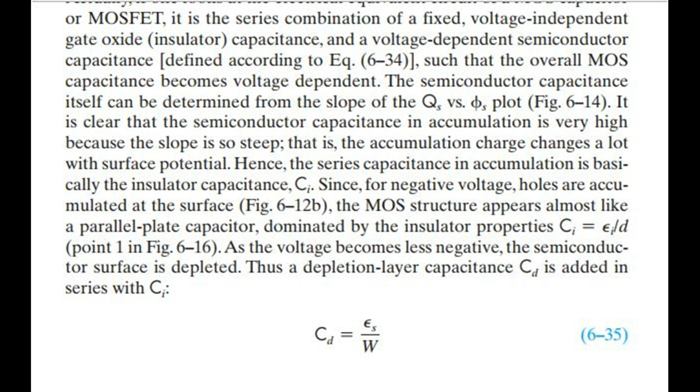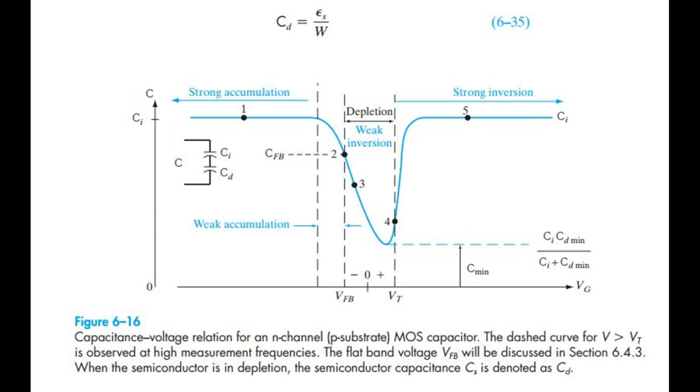As the voltage becomes less negative, the semiconductor surface is depleted. Thus a depletion layer capacitance Cd is added in series with Ci. Figure 616. Capacitance voltage relation for an N-channel, P substrate, metal oxide semiconductor capacitor. The dashed curve for high voltage is observed at high measurement frequencies. The flat band voltage will be discussed in section 6.4.3.